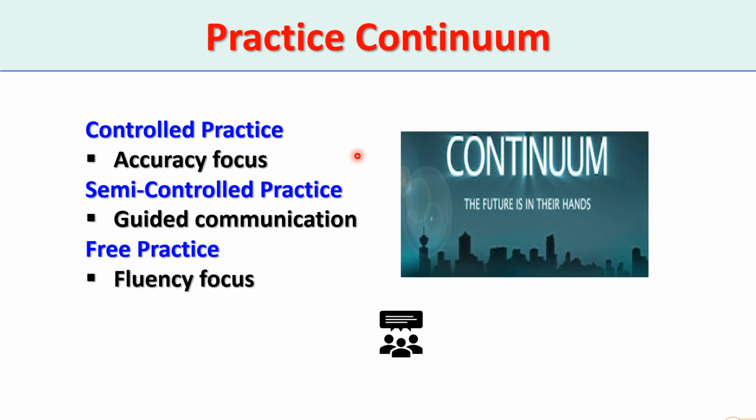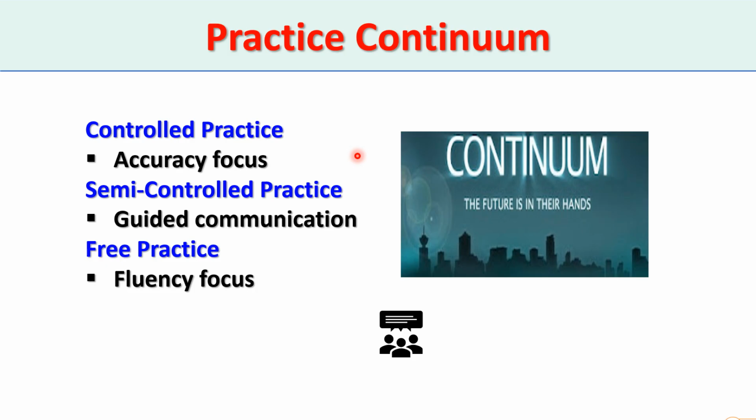As students become more confident, they need more freedom at this stage. The focus changes from accuracy to fluency. Students are encouraged to express their own ideas using the grammar they have learned. Even if they make small mistakes, the goal is effective communication.